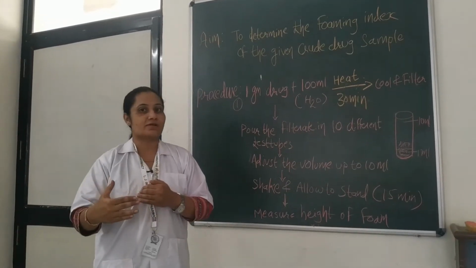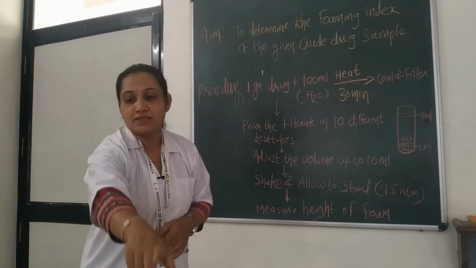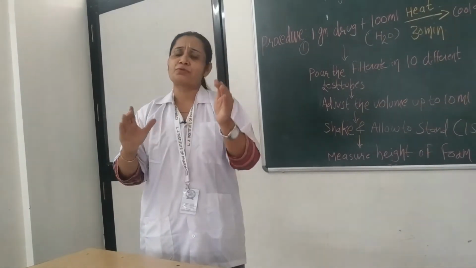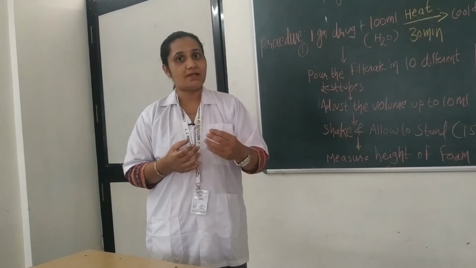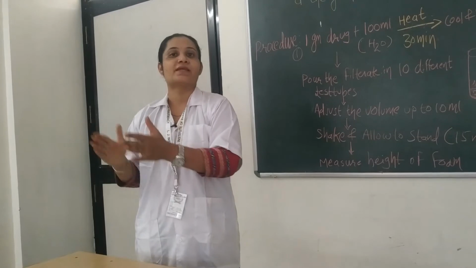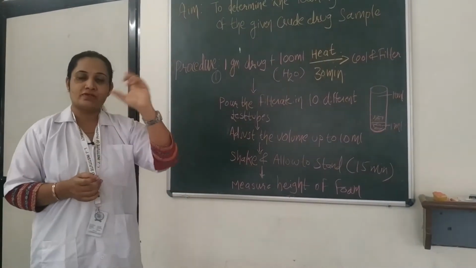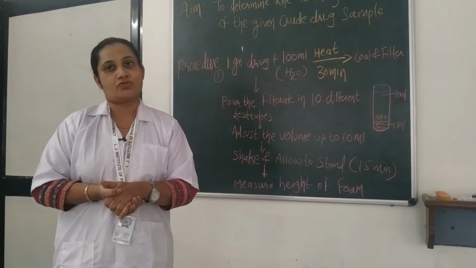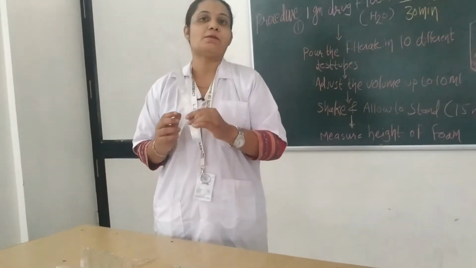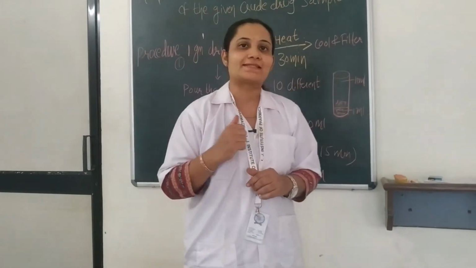Taking the filtrate, we will make dilutions in these 10 test tubes, up to 10 ml. We will take 1 ml and dilute it with 9 ml of water. In another test tube we will take 2 ml. Like this we will make the dilutions up to 10 ml. Then we will adjust the volume. After that we will shake and allow the test tubes to stand for 15 minutes, and then we will measure the foam height with the help of a measuring scale in centimeters. So let's perform the practical.